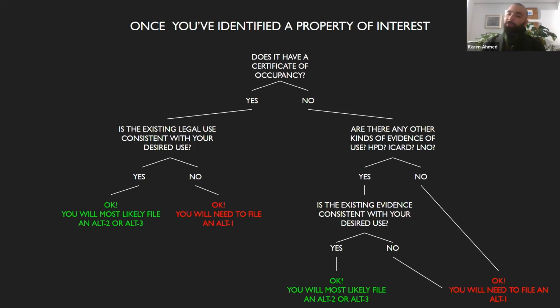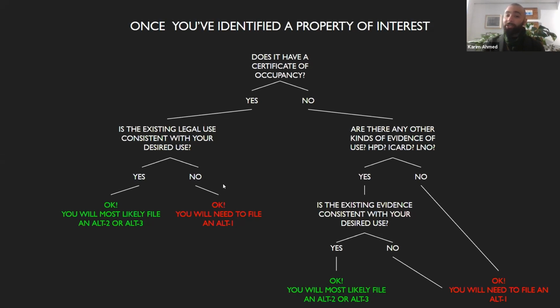Once you determine whether the property has a certificate of occupancy or not, then you can move to asking if the legal use is consistent with your desired use. So for instance, it's currently a townhome with 3 residential units. Do I want a townhome with 3 residential units, or do I want a townhome with 4 residential units? If I'm happy with 3 residential units, but I want to make a few tweaks in there, you're just going to say, okay, alt 2 or alt 3.